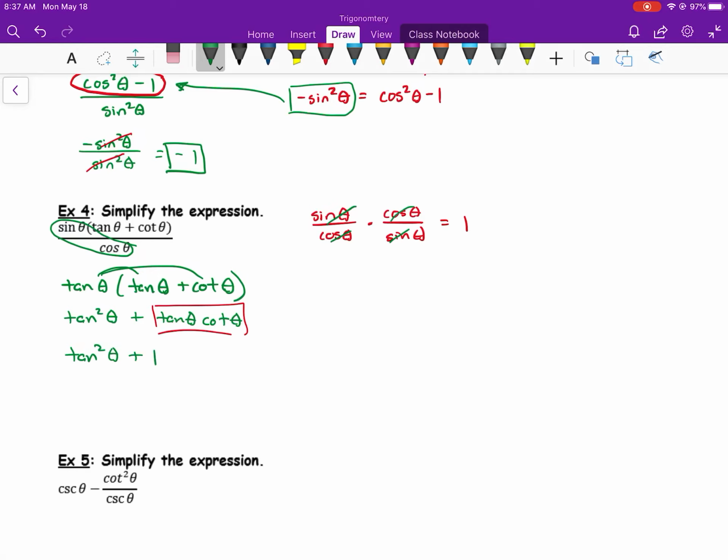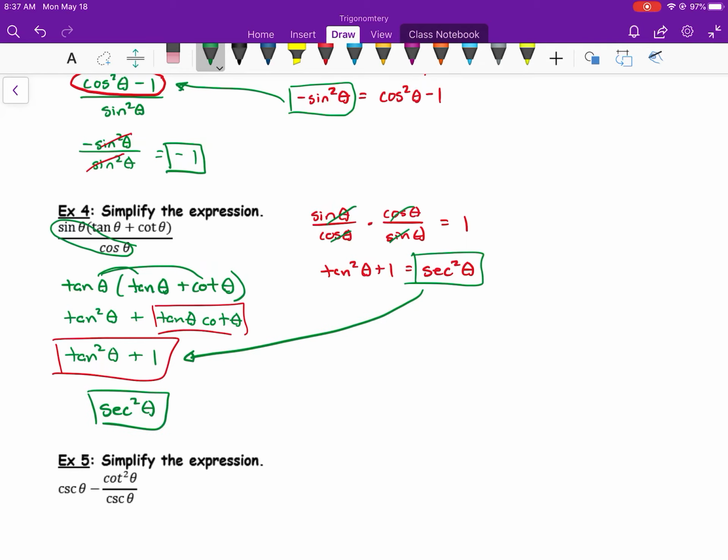Okay, so let's see. Let's go to our Pythagorean identities. If I look at my Pythagorean identities, I see that tangent squared of theta plus 1 is really secant squared of theta. Boom. So final answer over here is secant squared of theta. As I'm doing this right now, I have an answer key in front of me and I'm still looking at my reference sheet.